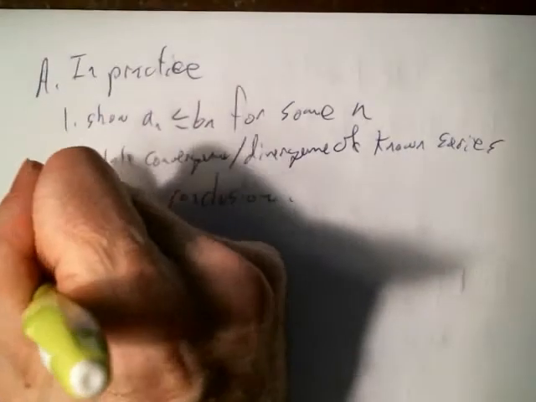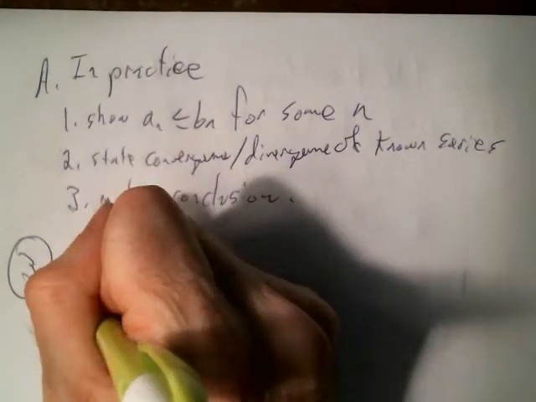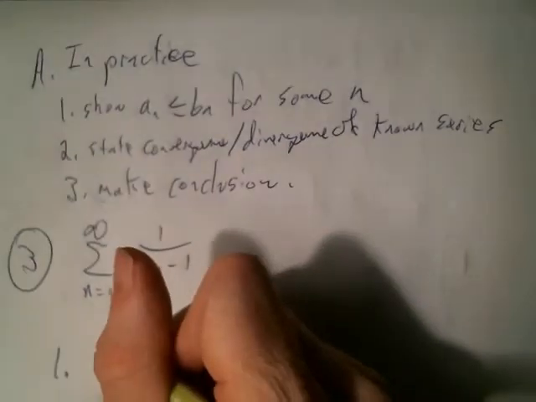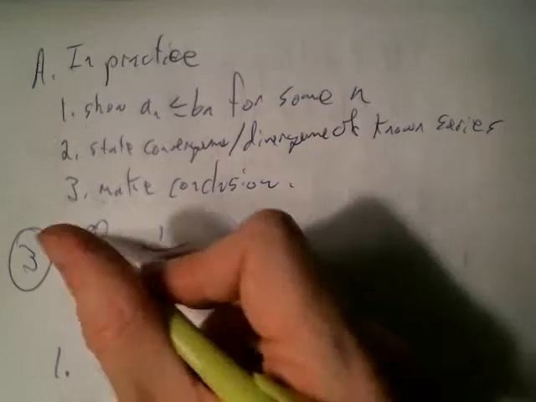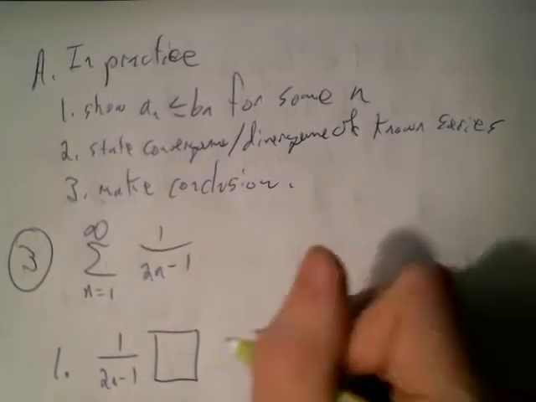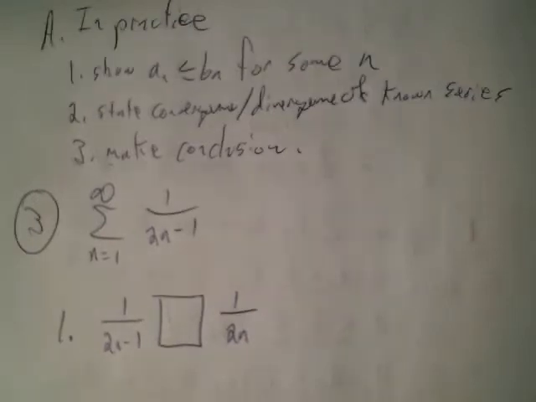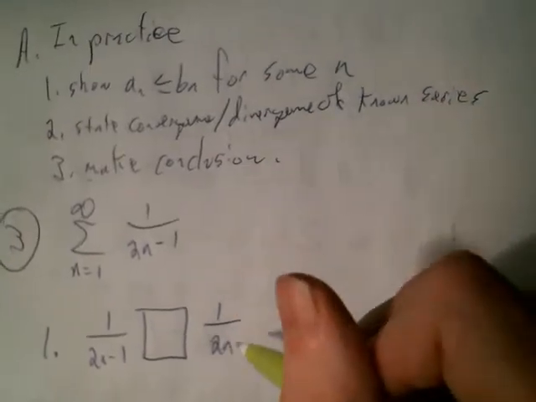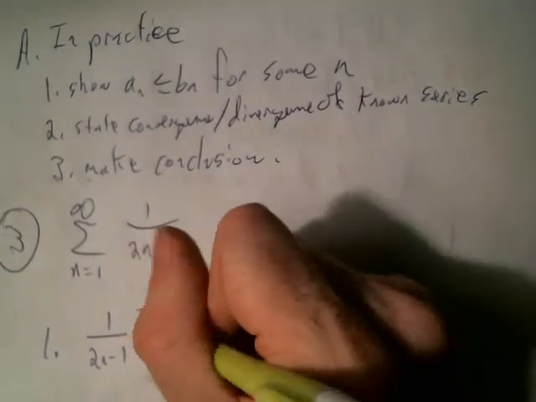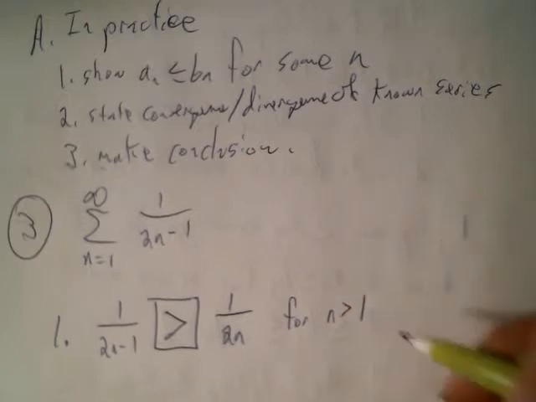Okie dokie, so here's number 3. We have the sum of 1 all over 2n minus 1 from n equals 1 to infinity. Okay, so first I want to do a comparison, hopefully with a known series. And I'm comparing terms, not the entire thing, just the terms of the series. So 1 all over 2n minus 1, comparing that to 1 all over 2n. Okay, so if I increase the denominator, I have decreased this expression, so the inequality will be in that direction. This will hold for n greater than 1.